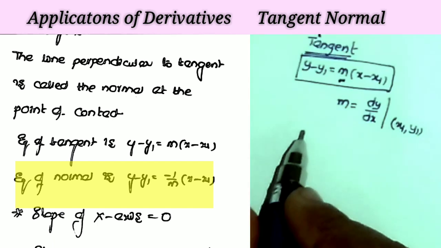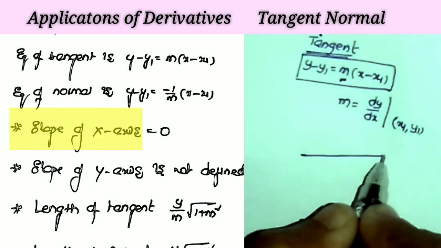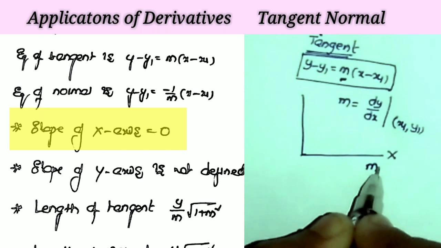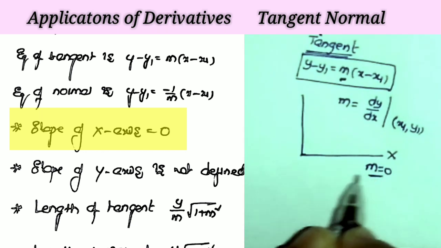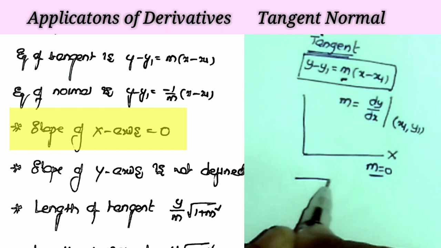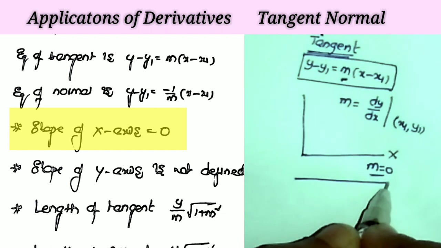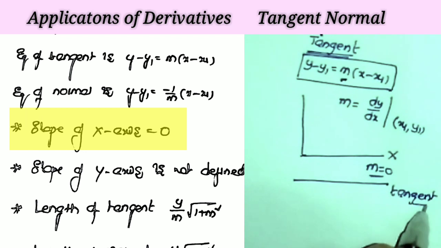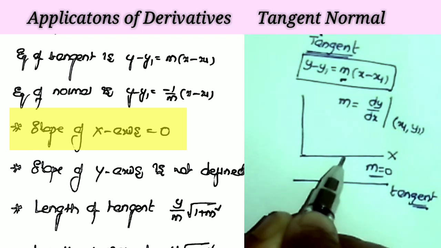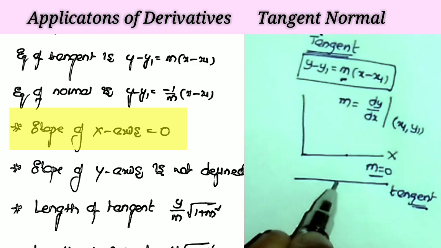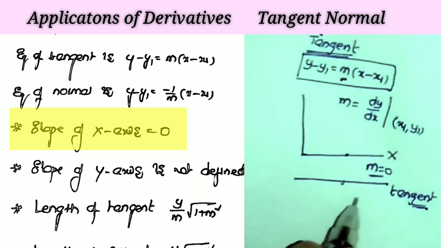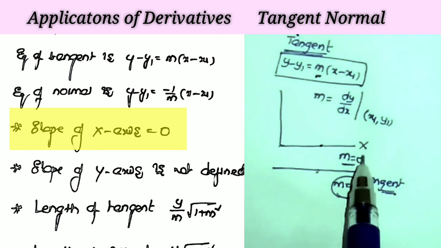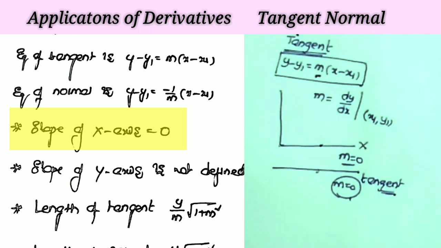And some more key points are, slope of the x-axis is equal to 0. Suppose this is the x-axis. Now the slope of the x-axis is equal to 0. Already we know this point. First, suppose the tangent is parallel to the x-axis. That is the given data. This is the tangent. The tangent is parallel to the x-axis. Now what is the slope of the tangent? Since the slope of the x-axis is equal to 0 and these two lines are parallel, the slope of the tangent is also m is equal to 0. Since parallel lines have the same slope.